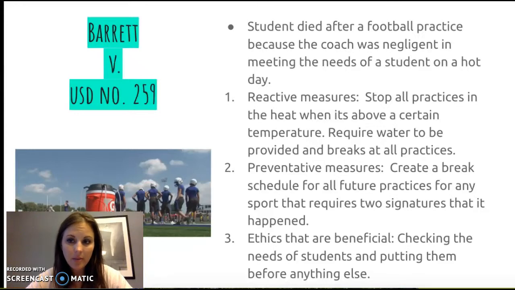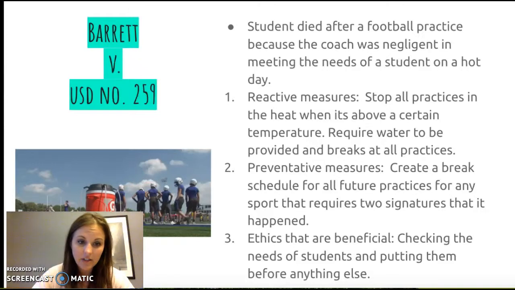Reactive measures: I would stop all practices in the heat when it's above a certain temperature, and require water to be provided and breaks at all practices. That's the least I could do, and again, I believe there are more preventative or reactive measures that need to happen, but I need to do a lot more investigation.